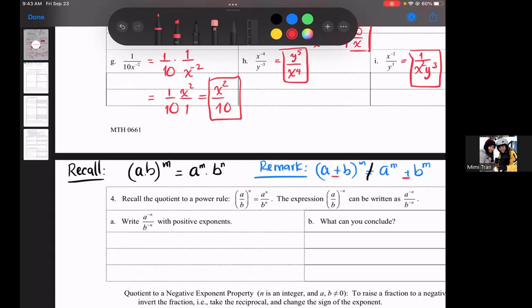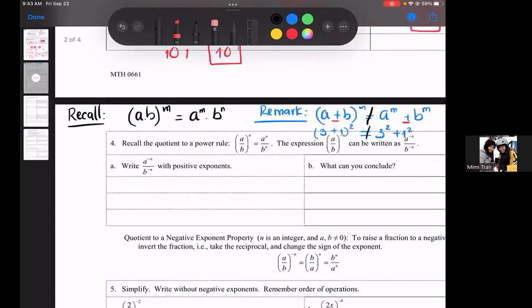You can check with a real life example. Let's say 3 plus 1 squared, is it the same thing as 3 squared plus 1 squared? No, right? This is 4 squared, 16. 9 plus 1 is 10. So 16 is not equal to 10. So remember that. Don't distribute whether add or minus.